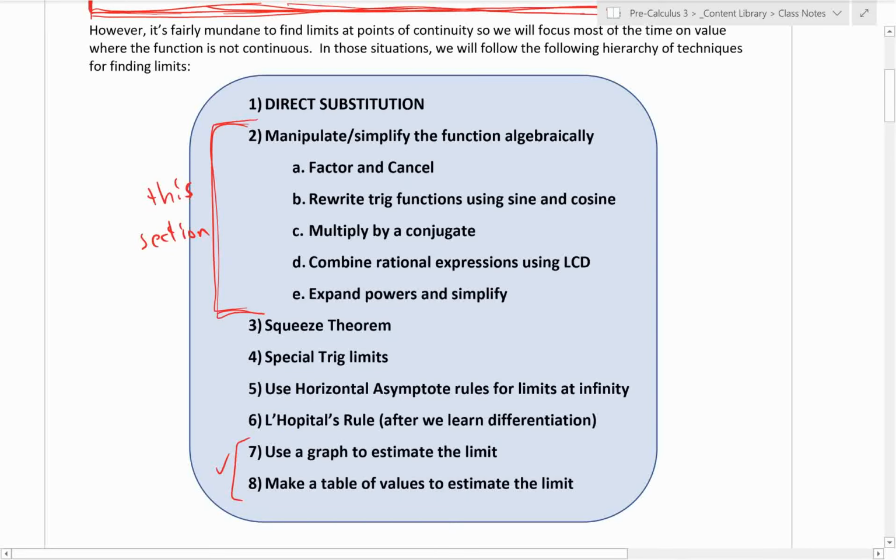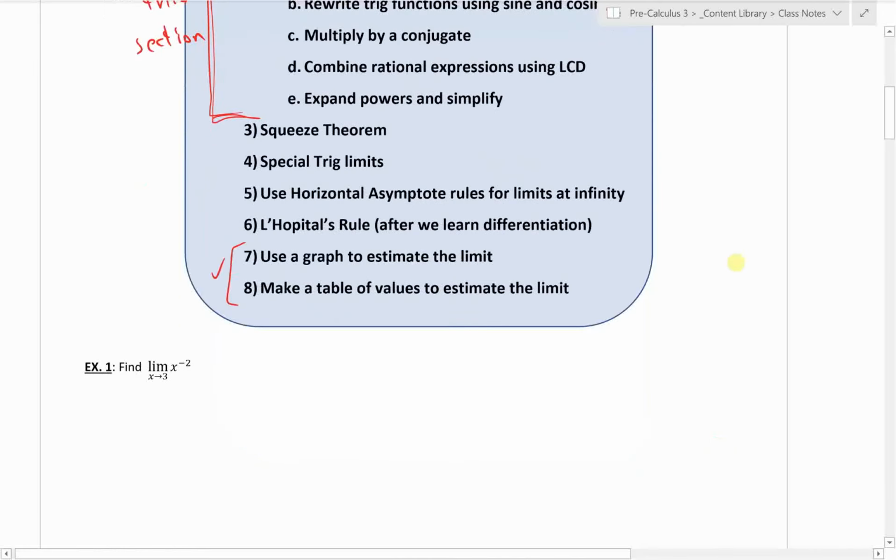So let's go ahead and start finding some limits, and we'll employ the factor and cancel technique. We'll use some trig functions. We'll remember what a conjugate is and how to use that. Also how we can combine rational expressions using common denominators, and also expanding powers. So all these different little tricks for manipulating the function algebraically so that we can find the limit. Let's start with a real simple one here.